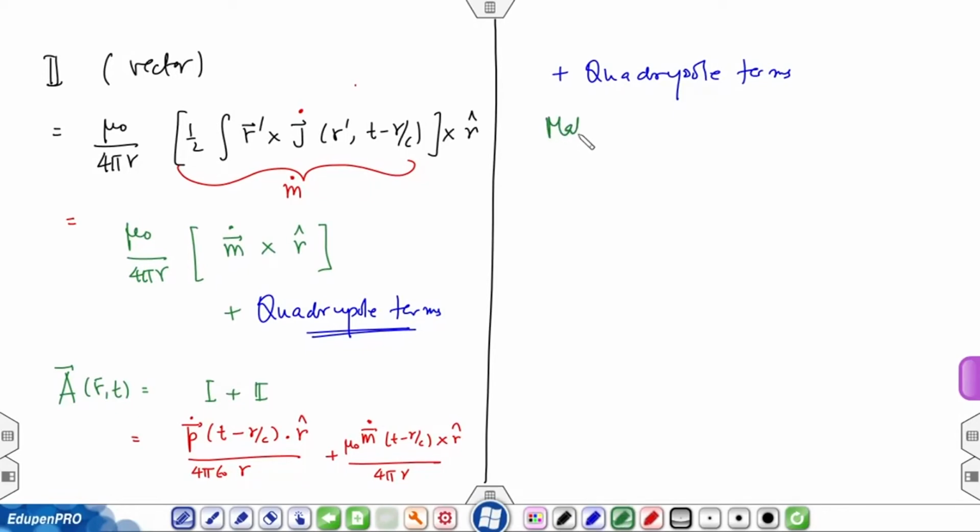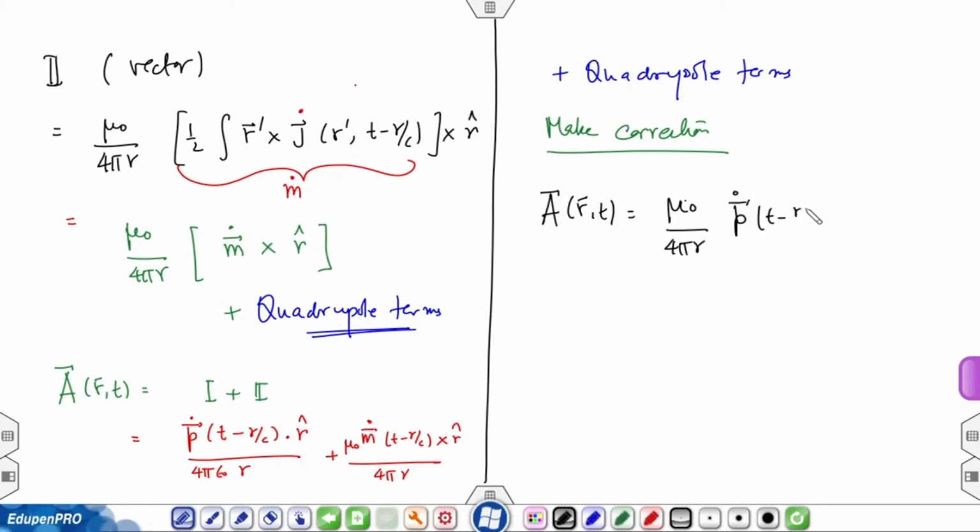Make a correction. The electric dipole term is not 1 over 4 pi epsilon 0, but again mu naught over 4 pi. So, the correct answer for the vector potential is mu naught over 4 pi r, p dot calculated at t minus r over c, dot r unit vector, plus mu naught over 4 pi r, m dot cross r unit vector, plus quadrupole terms.